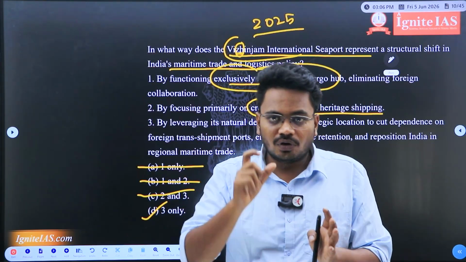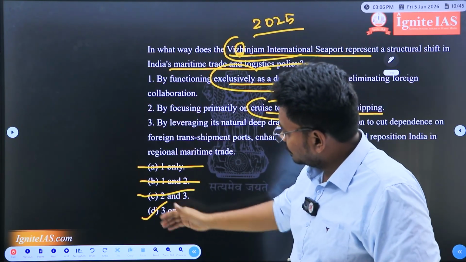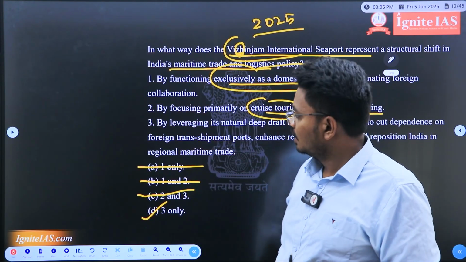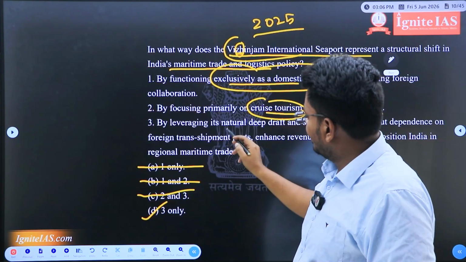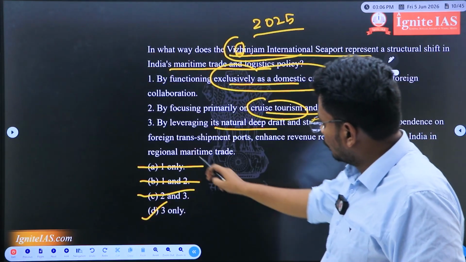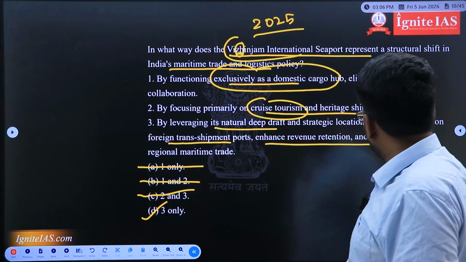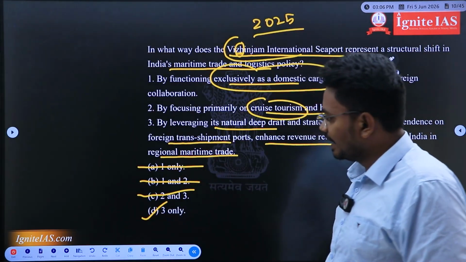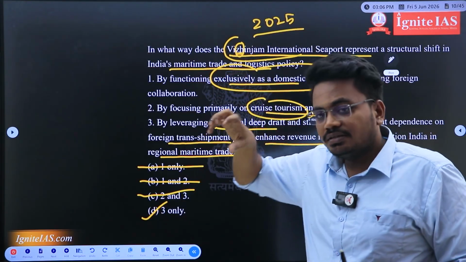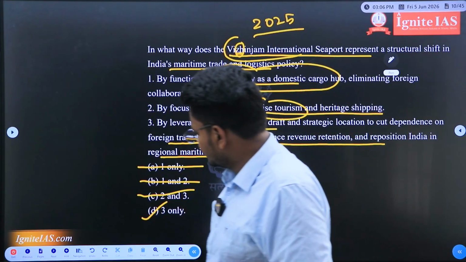I mean, we can apply some common sense and we can get the answer, right? So if you go by the elimination method, the answer will be option D. Even if you don't know statement 3, you can still get the answer. Now let us see statement 3. By leveraging its natural deep draft and strategic location to cut dependence on foreign transshipment ports, enhance revenue retention, and reposition India in regional maritime trade. So actually this is the reason why this Vizhinjam International Seaport has been constructed in Kerala. Okay, so the answer would be option D.